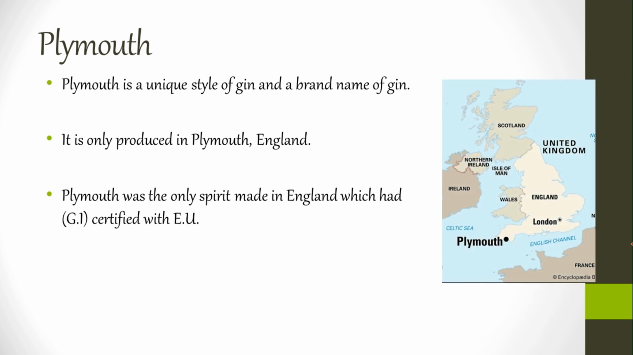So here is Plymouth, the Plymouth area in the south of England. This is the only area which is allowed to produce Plymouth gin. England had this GI certified with the European Union, so they certified the geographical indication. GI is geographical indication, and their geographical indication is Plymouth. So the Plymouth name on a gin label cannot be used anywhere else in the world. It is only allowed if the gin is made in Plymouth.